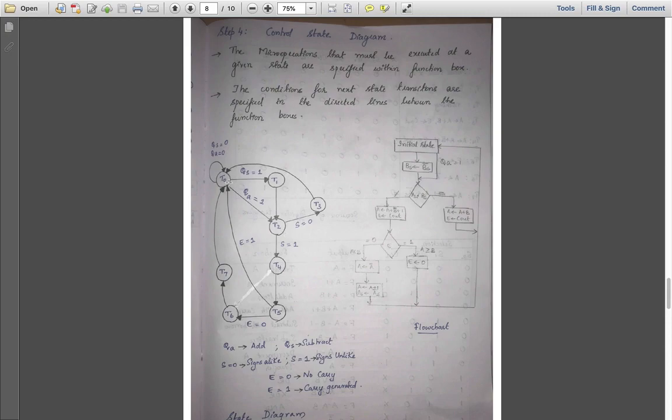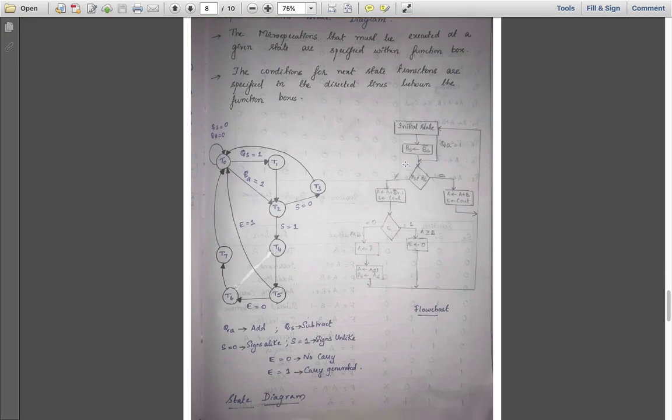And the conditions that are required to move from T0 to T1 are represented in these directed lines between these functions. Okay, so these are the different micro operations that must be executed at a given state within a function box. So how do you come up with this state diagram? It is simple. You can directly draw it from the algorithm or the flow chart which we have designed in the previous step. So I have just written down that particular flow chart. It is the same flowchart which we saw earlier. From that flowchart we are going to draw the state diagram.